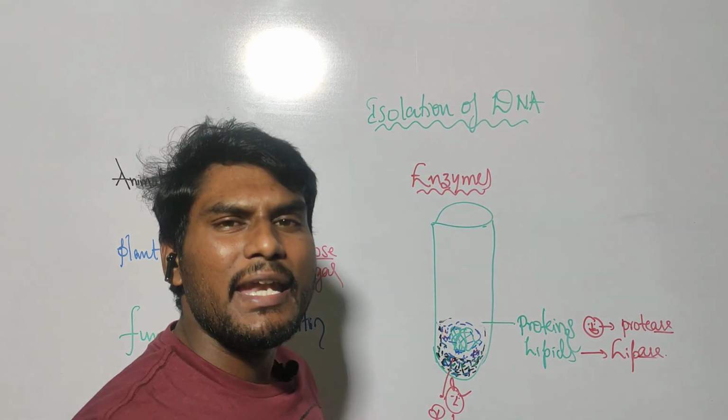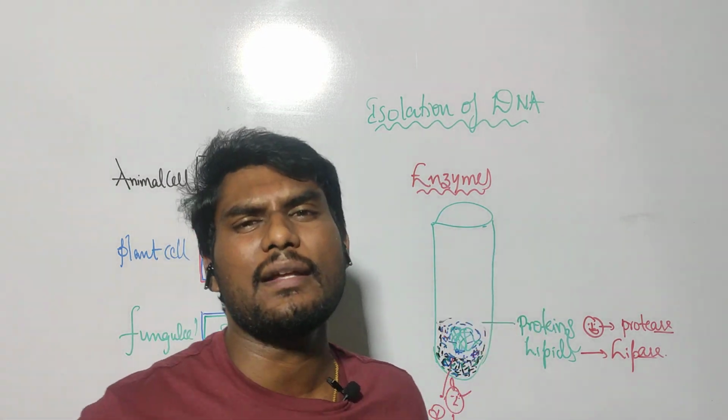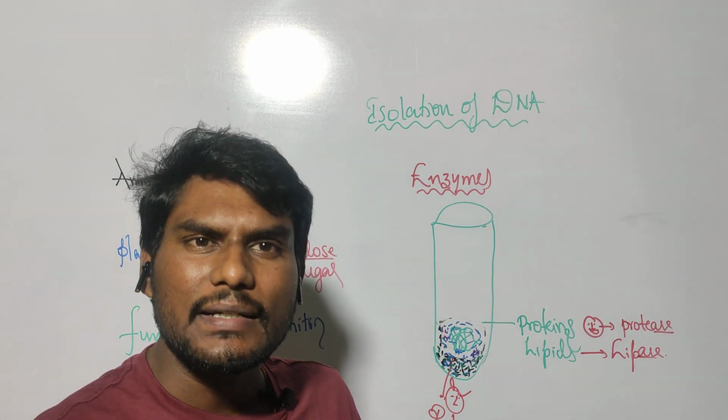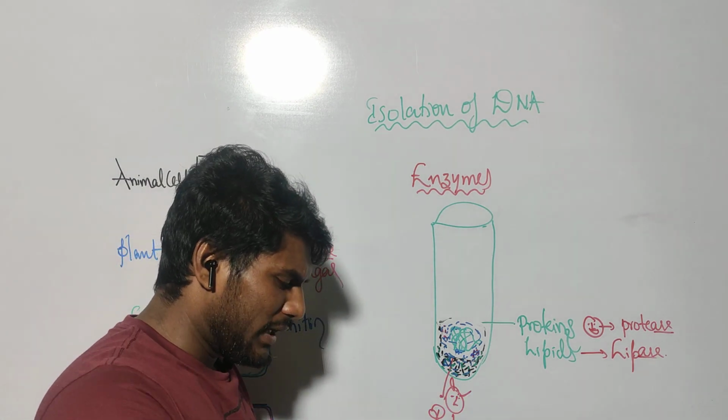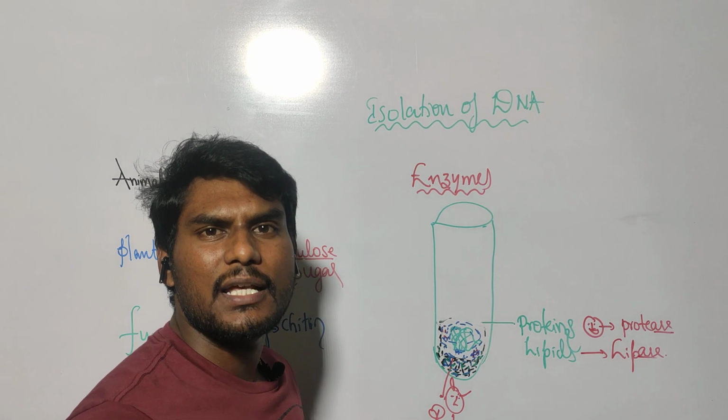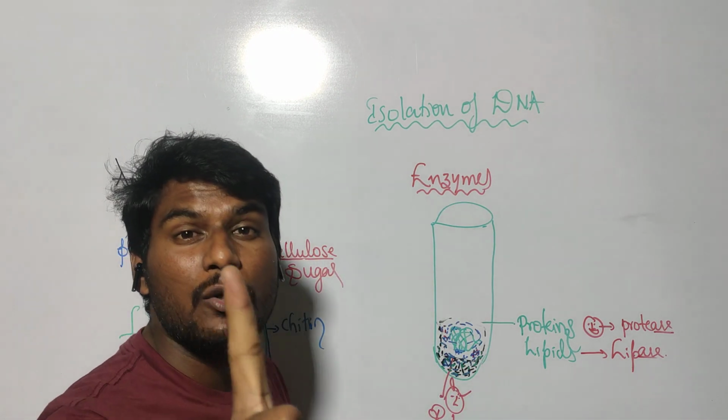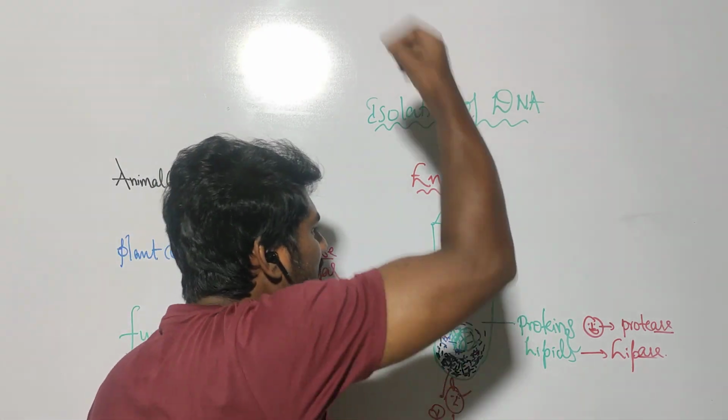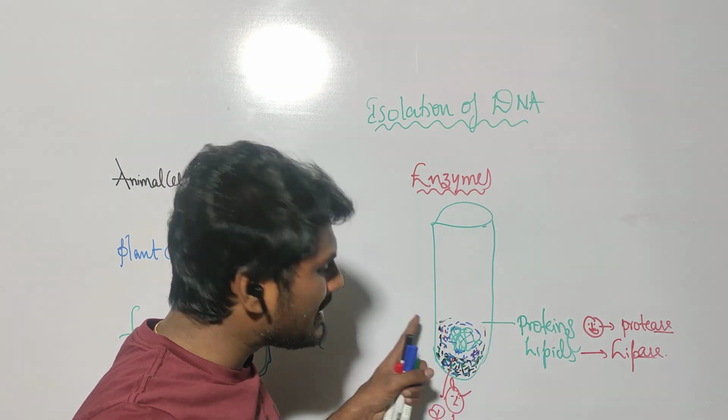Now let's see. DNA is mixed with so many broken particles. Like one thread is present and all the waste particles are present. We don't want all those waste particles. We want only the DNA. So how can we take out this DNA? Because all are mixed now.